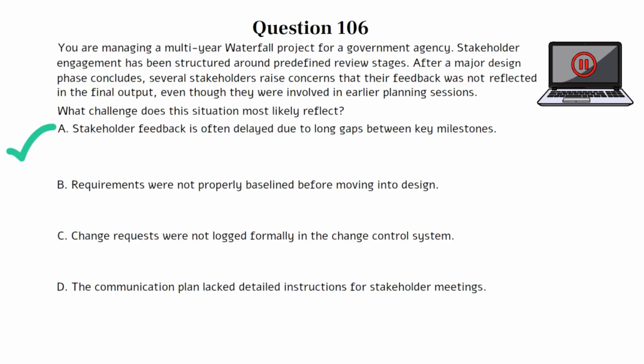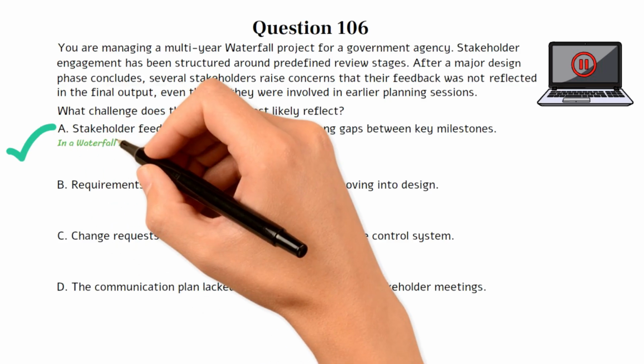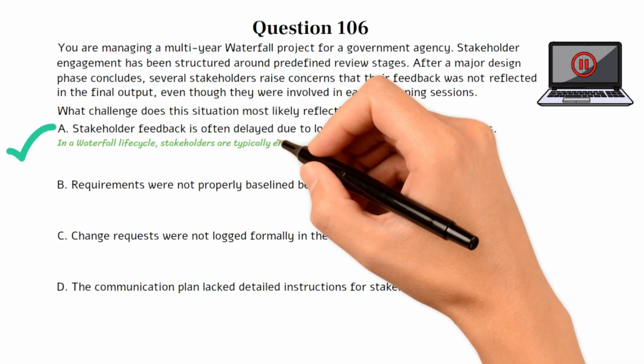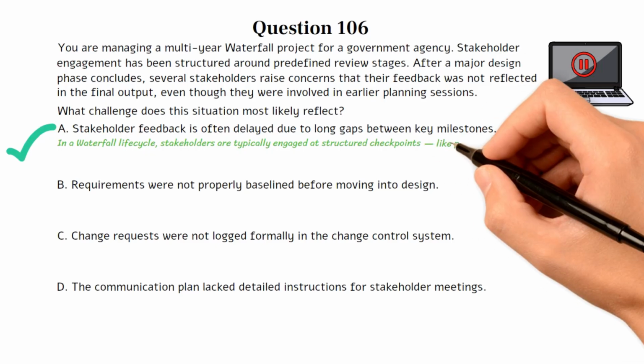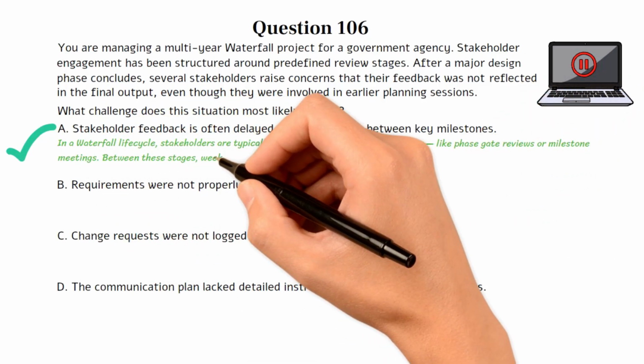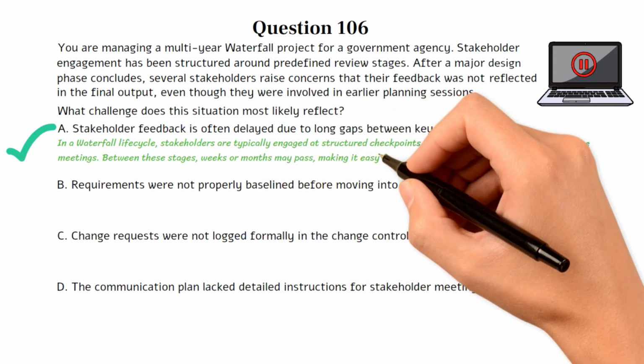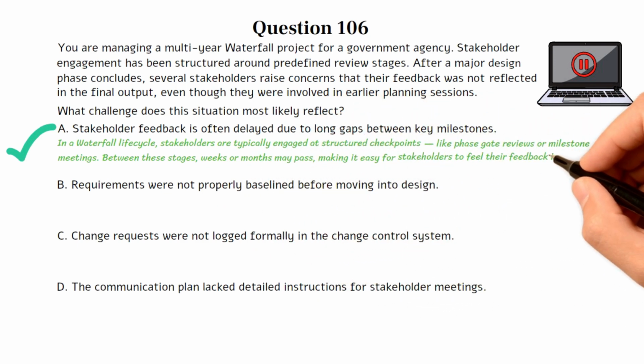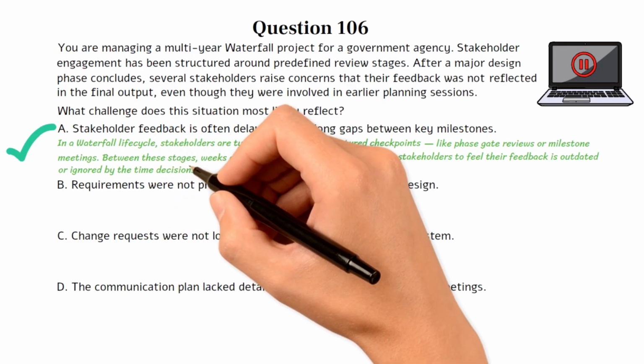This question tests your understanding of a common stakeholder engagement challenge in waterfall projects: delayed feedback due to limited engagement points. Choice A is the best option because, in a waterfall lifecycle, stakeholders are typically engaged at structured checkpoints, like phase gate reviews or milestone meetings. Between these stages, weeks or months may pass, making it easy for stakeholders to feel their feedback is outdated or ignored by the time decisions are implemented.